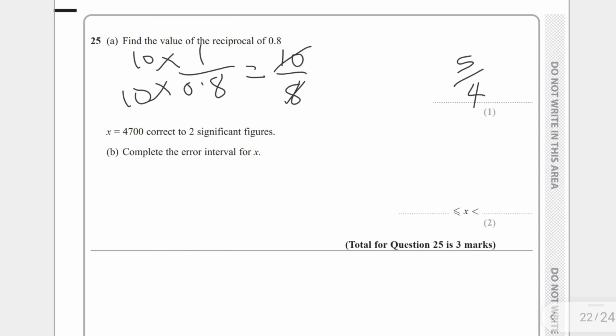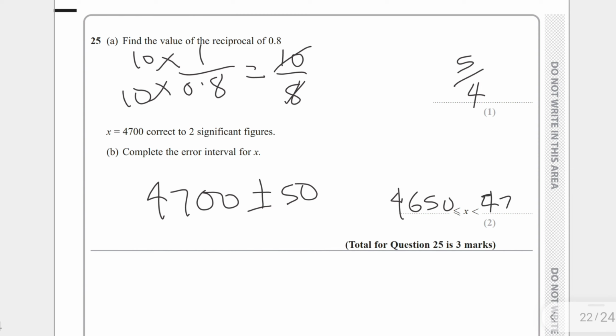x is equal to 4,700, correct to 2 significant figures. Yes? So if it is corrected to 2 significant figures, this is the same as correcting to the nearest 100. So that means the lower bound is going to be half of 100, which is plus or minus 50. That will be 4,700 plus or minus 50, which in this case, the lower bound is going to be 4,650, and the upper bound is going to be 4,750. And we are done.